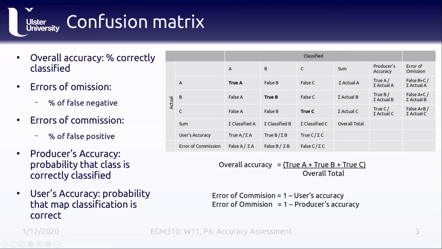Finally, we have something called the user's accuracy. This is the probability that a given pixel on the map has been correctly classified. In other words, it tells us how well we can trust that the classified map actually represents the truth. We can calculate the user's accuracy as the number of correctly classified A pixels divided by the number of pixels that are classified as A, or as 1 minus the error of commission. Again, you can see the relationship here. And we do this for each of the classes that we have included in our map.